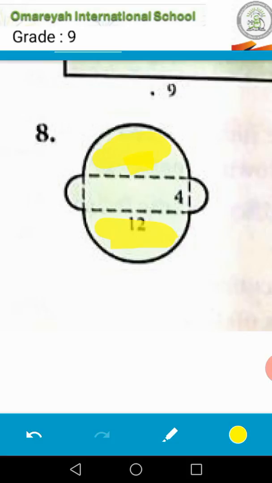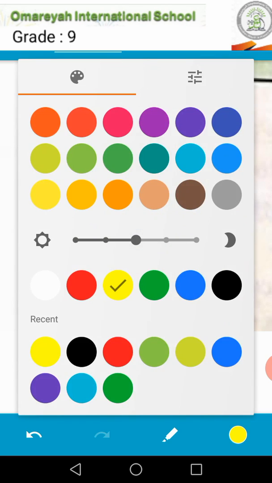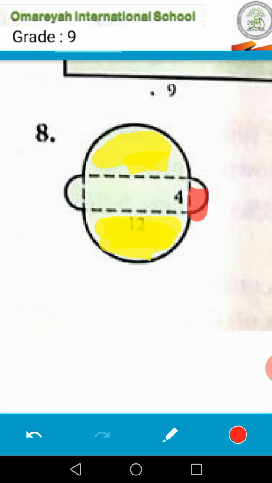So this is a semicircle, and this is also a semicircle. So when you add them, you get one circle. And at the same time, you have this small semicircle, and this is also a small semicircle, and they are congruent. These two semicircles also have the same area. So when you add them, you find one circle, not two semicircles.